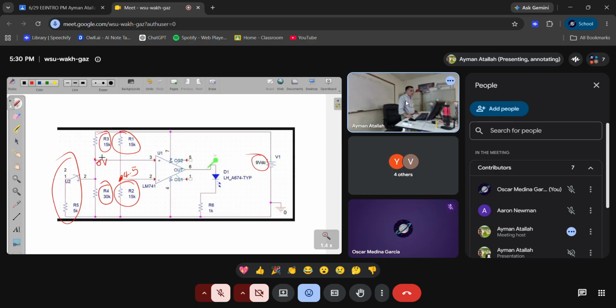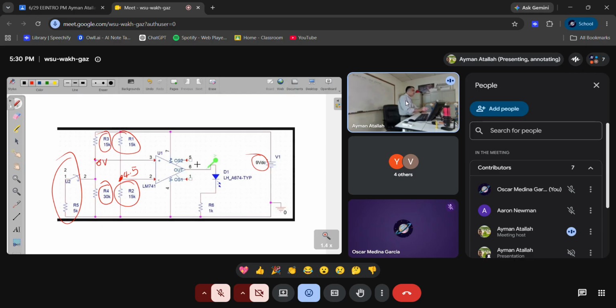Okay. So what will happen now? I have 4.5 and 6 here. What would be the output? This is higher than this. The output will be high. At the negative input, I have higher voltage than the other input. So I have high voltage here.